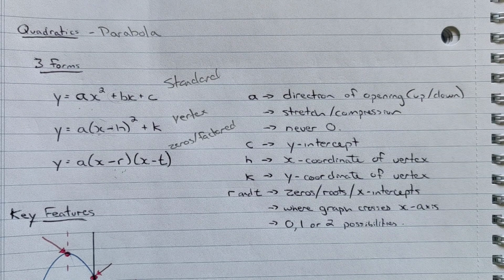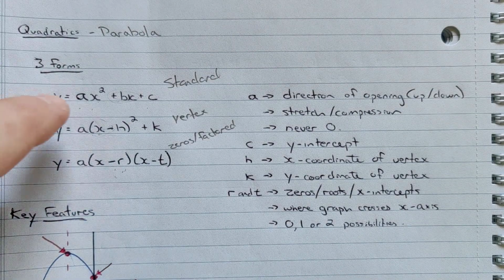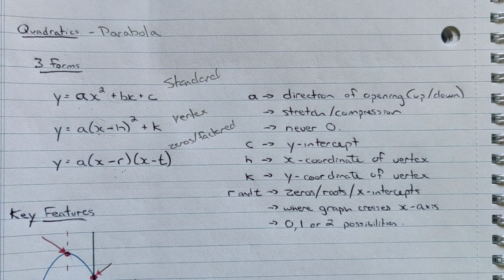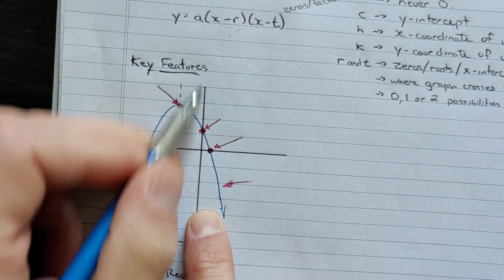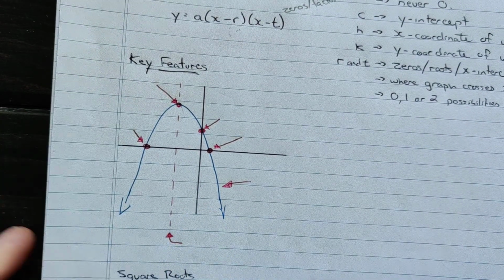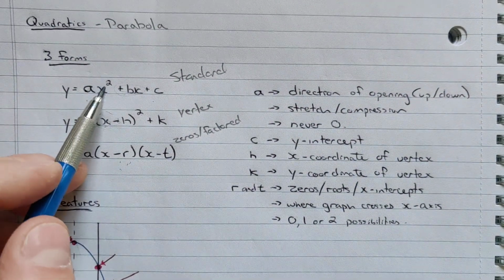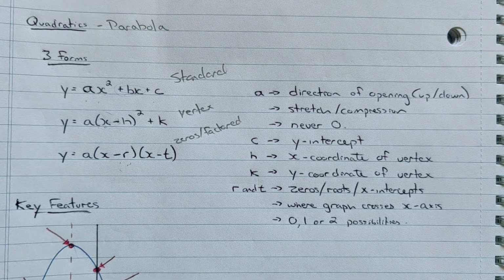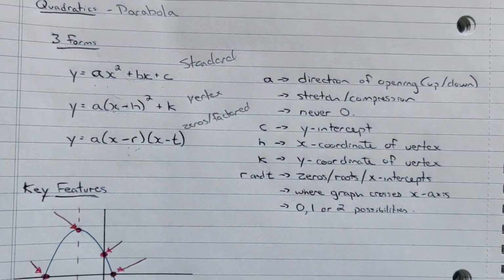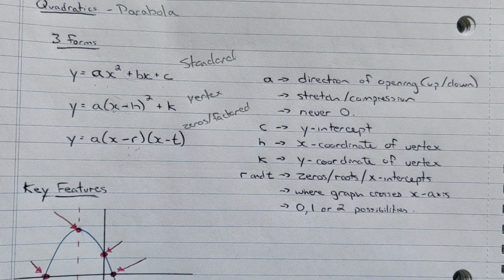In the case of the standard form, the c value is the y-intercept. The y-intercept happens when x is 0 on a graph, where it crosses the y-axis. Then it's a times 0 squared, b times 0, and we're only left with c. That's the y-intercept. In the case of the vertex form, h and k, the h is the x coordinate of the vertex. The k is the y coordinate of the vertex.